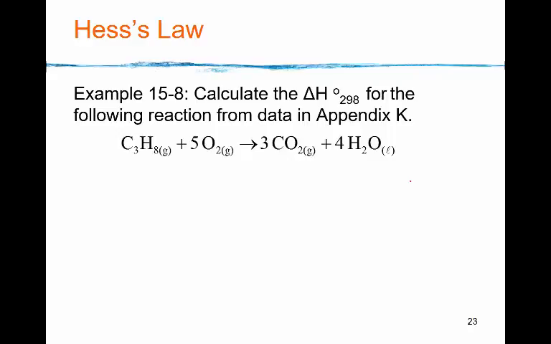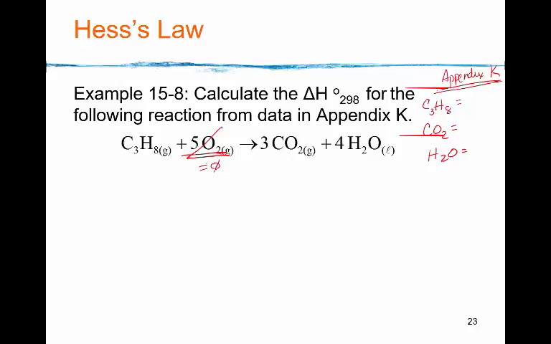When I look that up, I'm going to go to Appendix K, which you should have printed off. If you don't have a copy, you need to get one because you're going to use it a lot. So we need to look up the number for C3H8 and CO2 and water. Why am I not interested in oxygen? Because it's an element, so it's going to be 0. I'm not going to worry about that one.